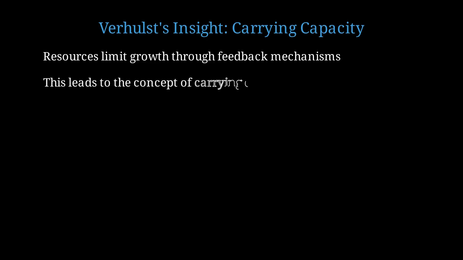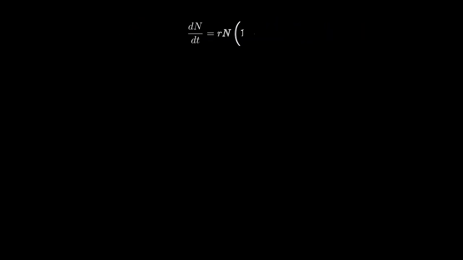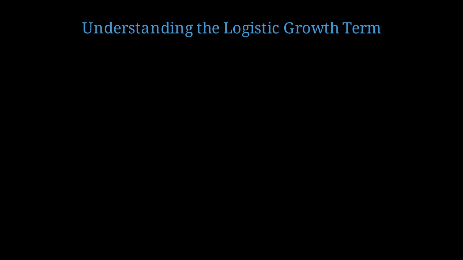The carrying capacity, denoted K, is the maximum population that the environment can sustainably support. Verhulst modified the Malthusian model by multiplying by the factor 1 minus N over K. This is called the logistic differential equation. Let's understand what this extra factor does.